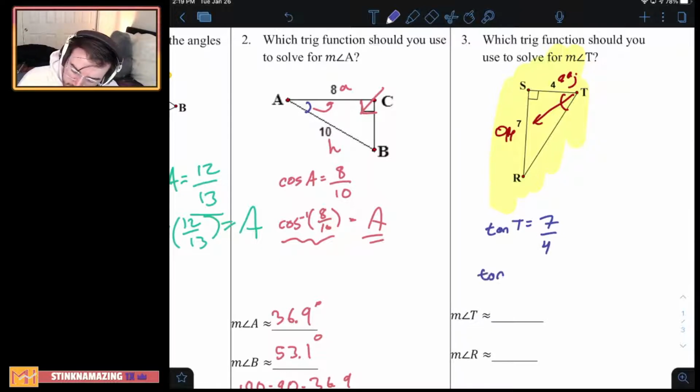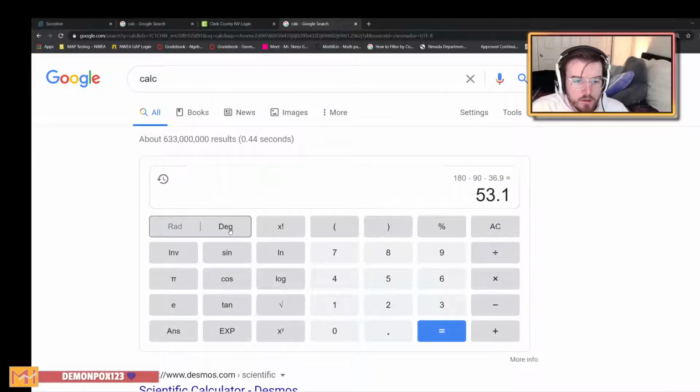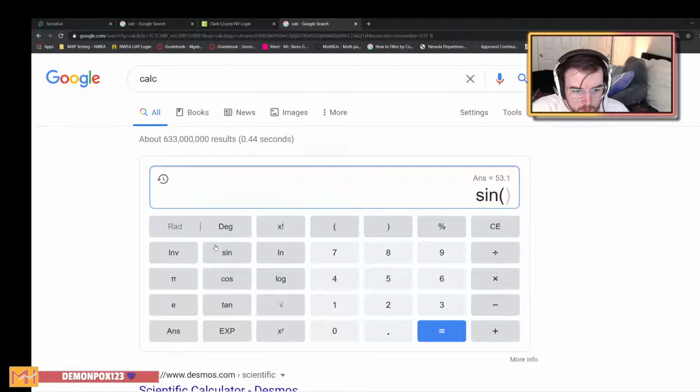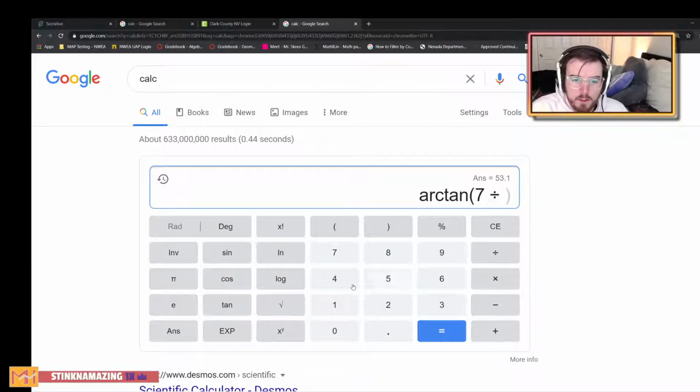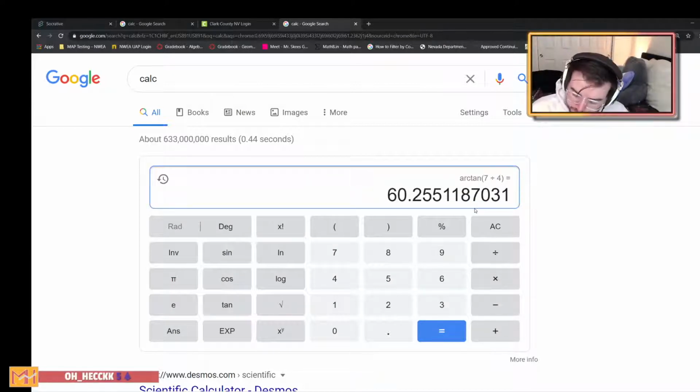So tangent of t is opposite over adjacent. If we inverse that, we solve for the angle. I guess I should use a capital T. We solve for the angle, making sure you're in degree mode. And we use the inverse button to bring these up. Inverse tangent of 7 over 4 is 60.3.